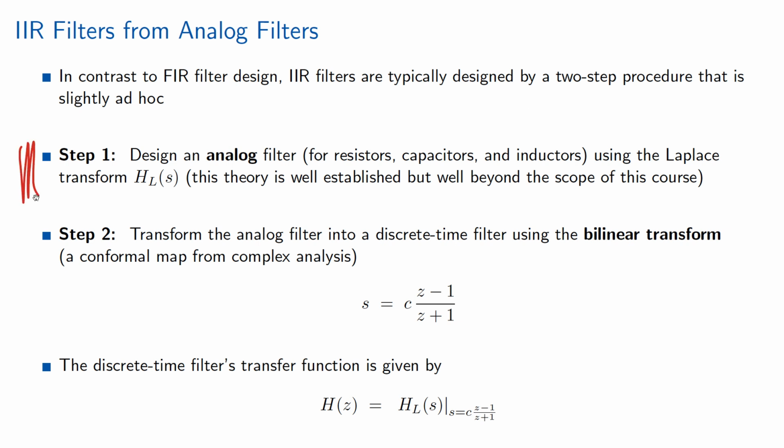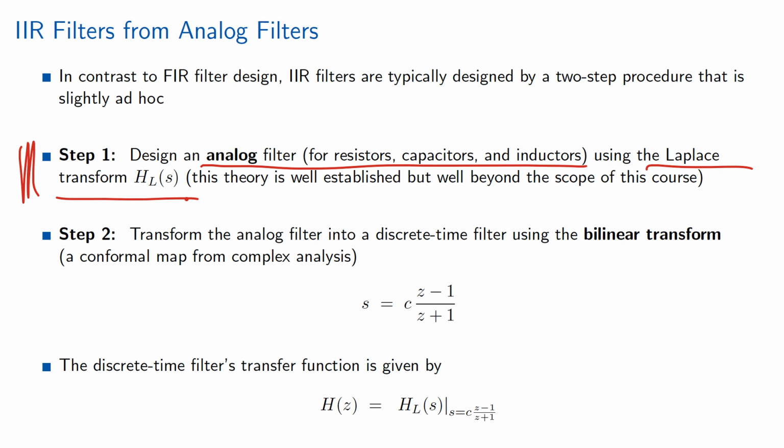In the first step of the process, we design an analog filter. Okay, we haven't talked about this at all in this class. Analog filters are built out of resistors, capacitors, and inductors, and they process continuous time signals. So this is really out of scope of the class, but this is what is used to design discrete time filters. First we design an analog filter. In this case, instead of using the Z transform, we use the continuous time counterpart, which is called the Laplace transform. The theory of designing analog filters is very well established, but it's also, as I said, well beyond the scope of this course.